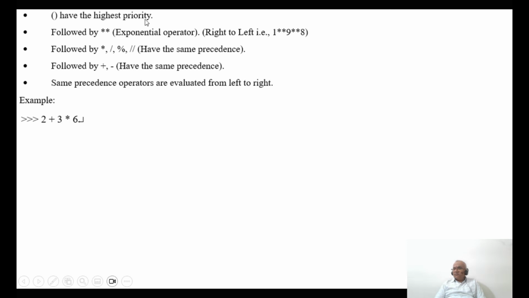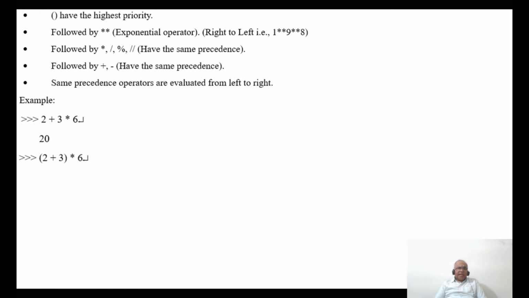The top priority is parenthesis followed by double star, but double star is not there, you have only single star, followed by star first. So that will be evaluated first. So 2 plus 3 star 6 means 2 plus 18. Then it will go to the next precedence, the addition. Then 2 plus 18 becomes 20. So that is how the output is going to be 20.